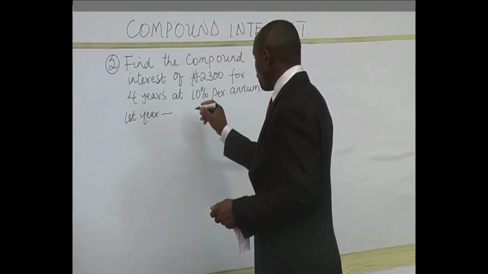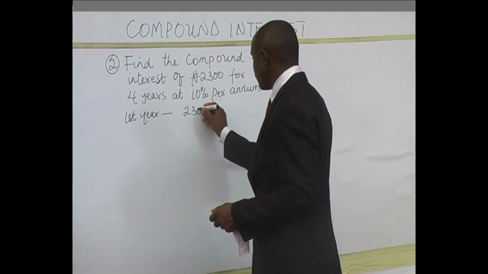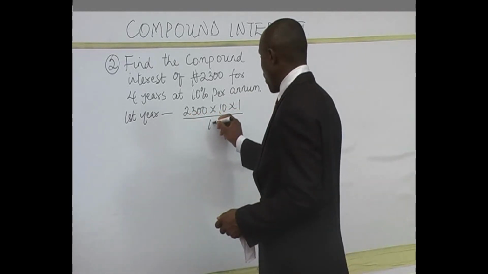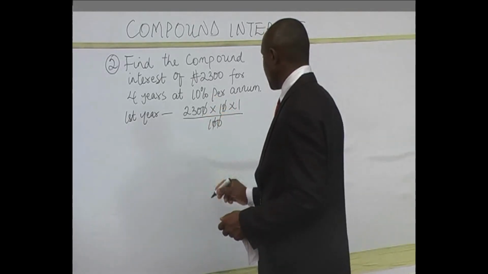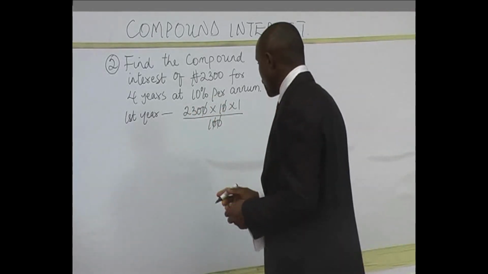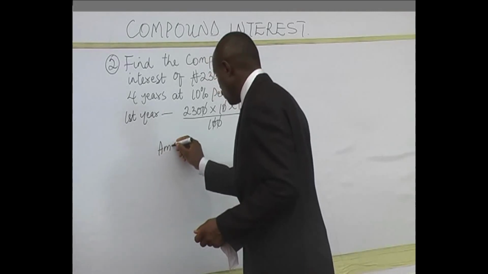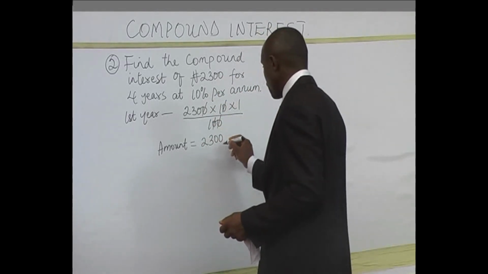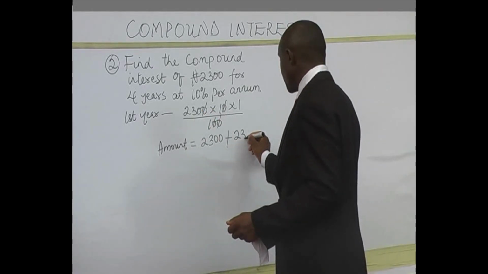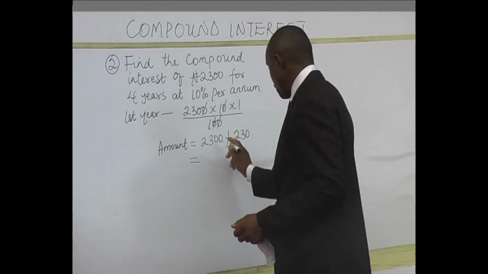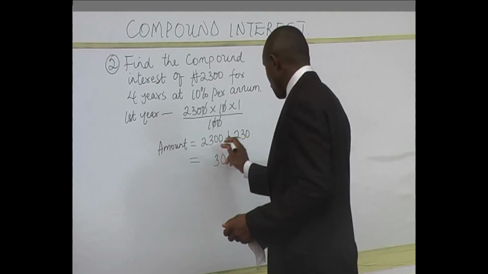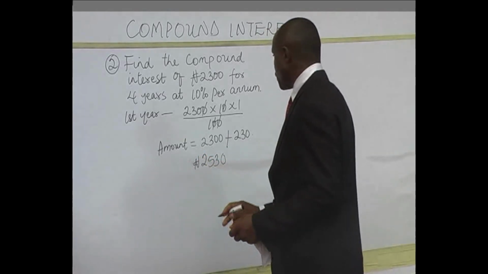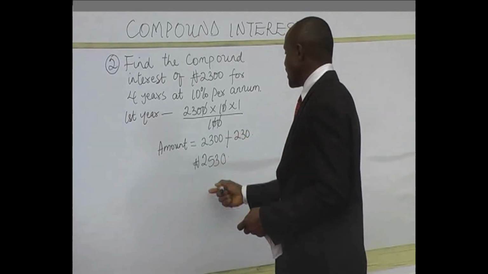the simple interest for the first year is going to be principal, which is 2,300 times the rate 10 times time 1 year, all over 100. Can cancel this, can cancel this. So you have 230 naira. Then amount for the first year is going to be the principal, which is 2,300 plus the interest, which is 230. It's going to give you 0 plus 0 is 0, 3 plus 0 is 3, 2 plus 3 is 5, bring down 2. So it's going to give you 2,530 naira. That is the amount for the first year.